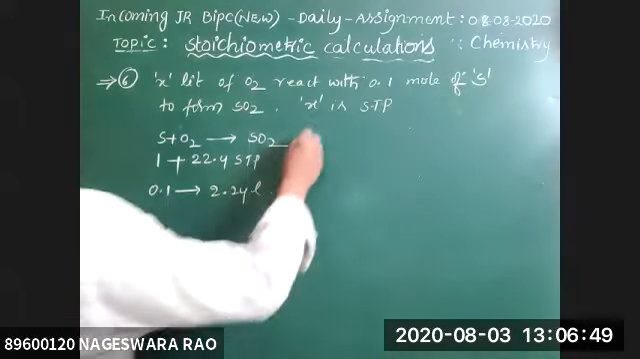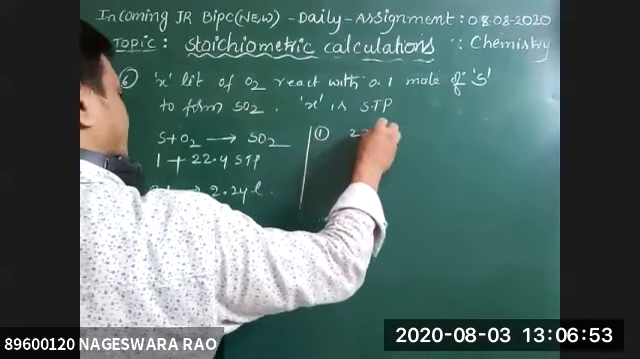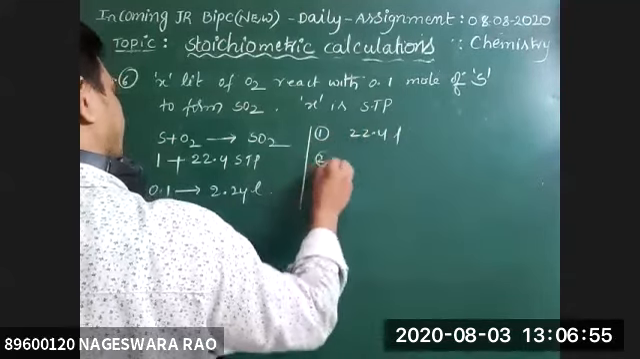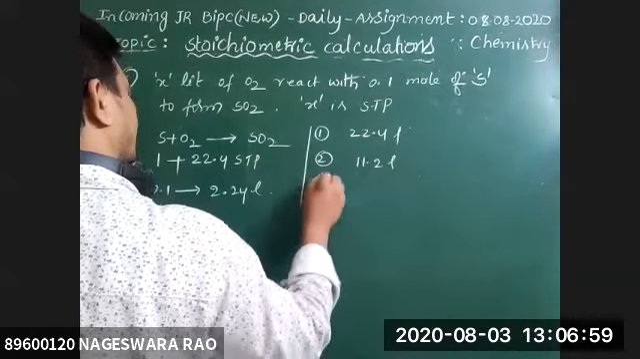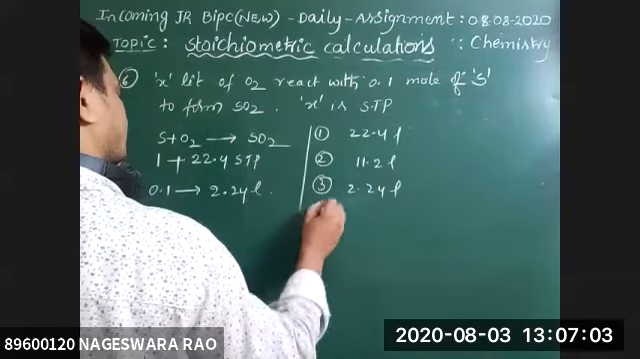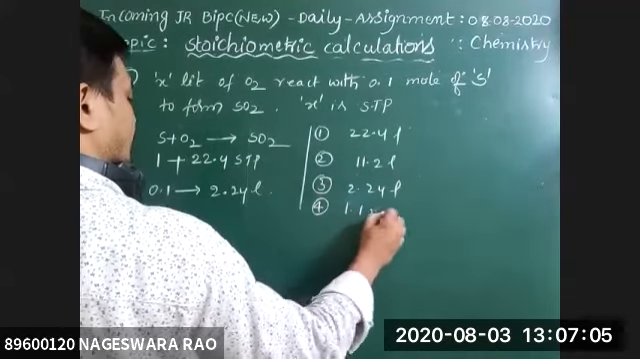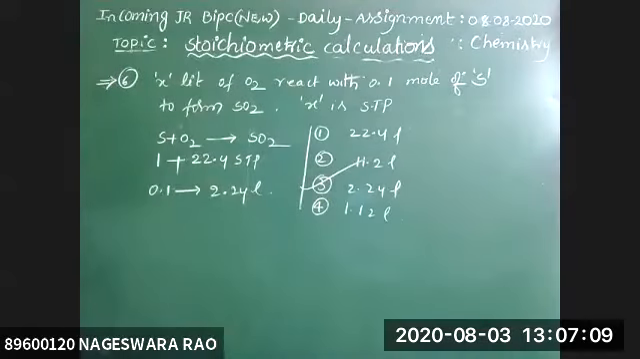oxygen. What options are there, students? Here, 22.4 liters. Second option is 11.2 liters. Third option is 2.24 liters. Fourth option is 1.12 liters. So what is the answer, students? 2.24 liters. This is very, very important.